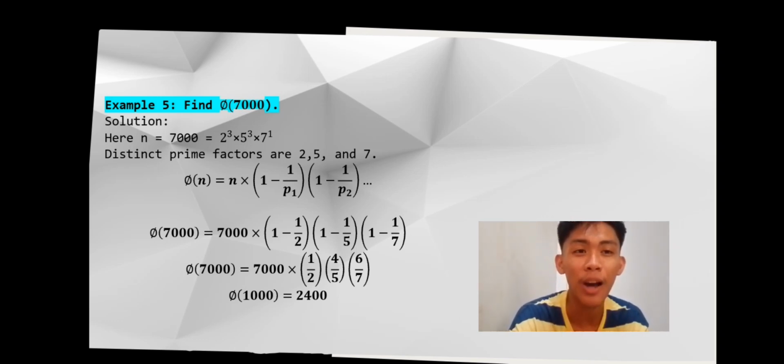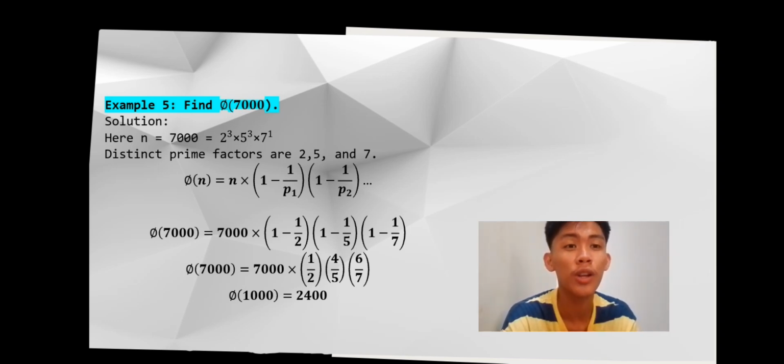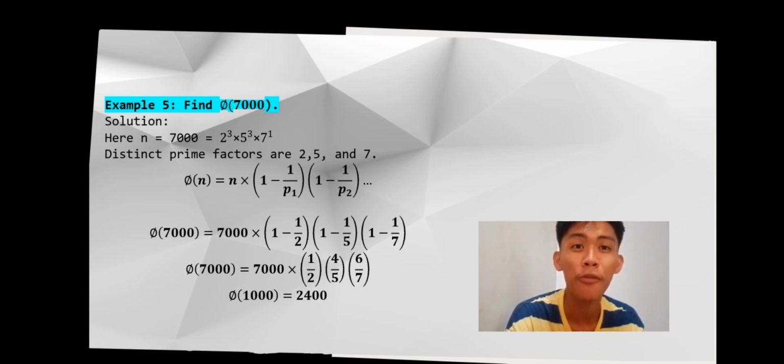Now let's substitute them to the formula. Phi of 7,000 is equal to 7,000 times the quantity of 1 minus 1/2 times the quantity of 1 minus 1/5 times the quantity of 1 minus 1/7. If we subtract, 1 minus 1/2 is 1/2, 1 minus 1/5 is 4/5, and 1 minus 1/7 is 6/7. Then we multiply 7,000 times 1/2 times 4/5 times 6/7, and the result will be 2,400. Therefore, there are 2,400 numbers that are relatively prime to 7,000.